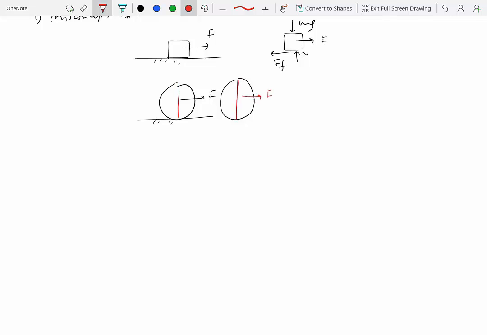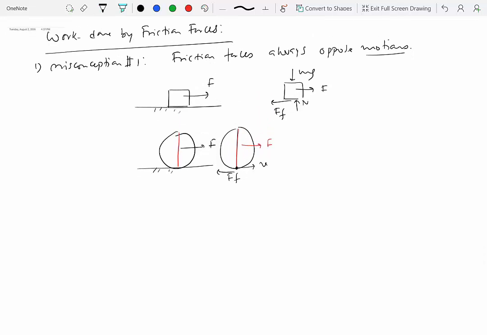The friction force on this is pointing in the opposite direction, because if you look at this point over here, the bottommost point on the wheel, that point has a relative velocity with respect to the ground. The relative motion is towards the right, and that means the friction force is opposing that motion. This is something that everybody understands very well, right?